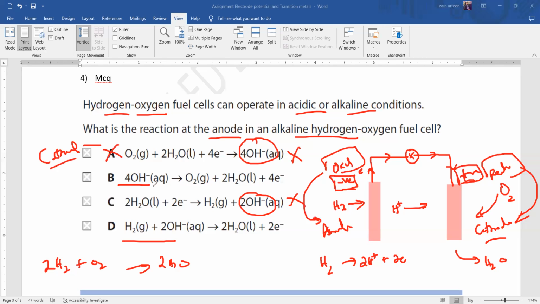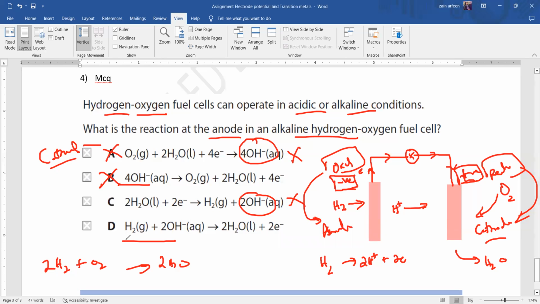Then what about B? B does not involve hydrogen, but hydrogen should be involved. Hydrogen will break down and give off protons. So that's why B is also incorrect. Why is C incorrect? Because the water molecules here are gaining electrons, and this is the reverse of the cathode reaction. What is given is the opposite of the cathode reaction.